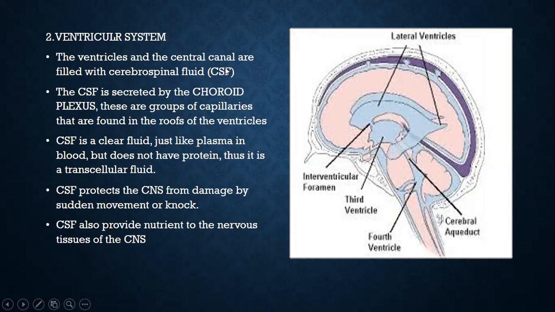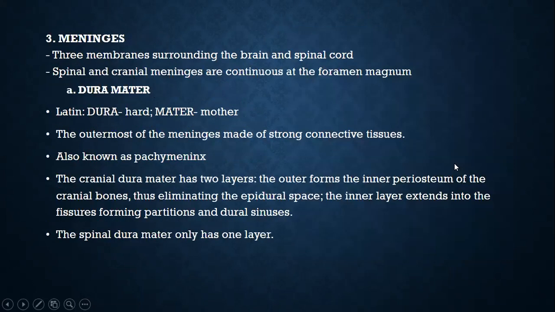The ventricles and the central canal are filled with cerebrospinal fluid, or CSF, which is secreted by the choroid plexus. These are a group of capillaries found on the roofs of the ventricles. CSF is usually clear, just like plasma in the blood, but it does not have protein. Thus, it is considered a transcellular fluid. CSF protects the CNS from damage by sudden movement or knock, and CSF also provides nutrients to the nervous tissue of the CNS. We also have the meninges.